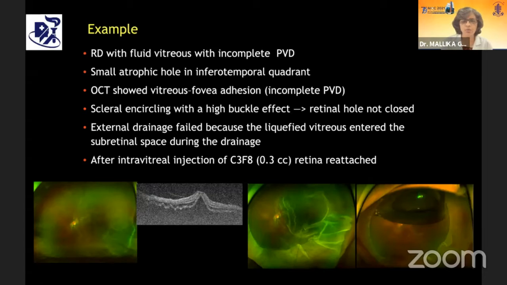This is to show the role of vitreous. There's a small operculated break inferotemporally, which should normally have responded to a circumferential buckle. But because you can see on the OCT, there is vitreous adhesion to the fovea, this did not resolve. In fact, there was persistent SRF. And finally, it required gas tamponade as a second step to attach the retina because of the presence of PVD.